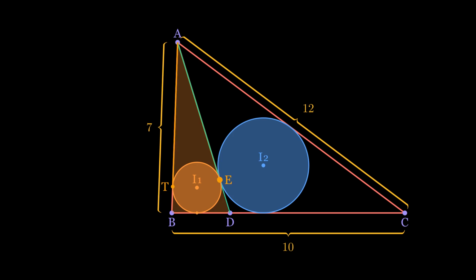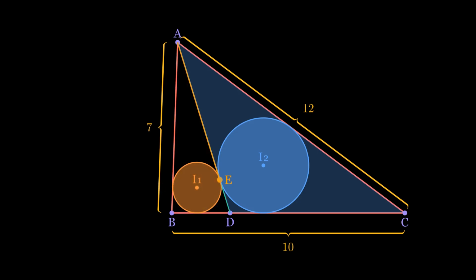When we look at the distance from vertex A to these tangent points, something remarkable happens. The distances from A to these points are exactly equal, including the distance to point E along our tangent line. This isn't coincidence, but a fundamental property of tangent lines from an external point to a circle. This tangent length has an elegant formula. From any vertex to the tangent points on adjacent sides, the distance equals the semi-perimeter of the triangle minus the opposite side.